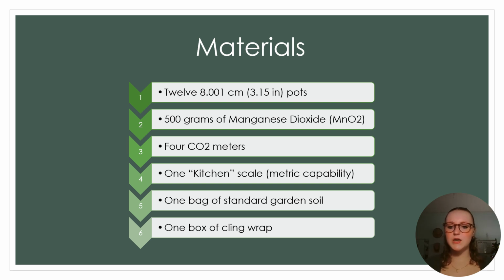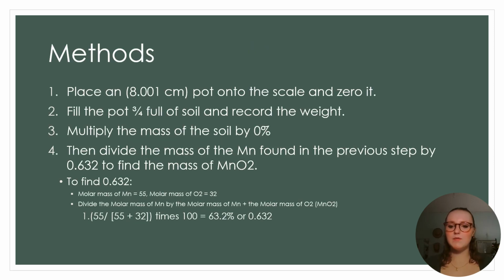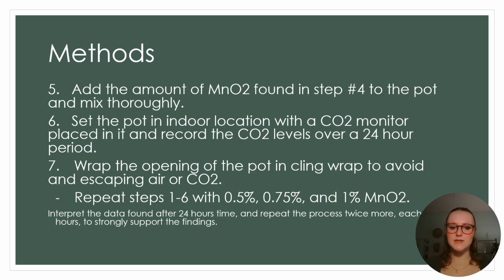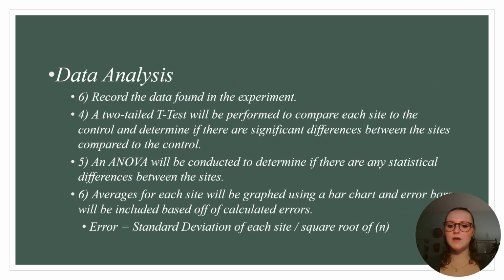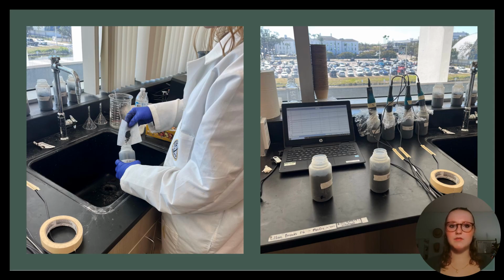These are my materials. I tried to use very limited materials as I wanted to keep this project simpler so I could focus on the data. For my methods, I used the weight of pots and soil to decide how much manganese to put in through a percentage, and that calculation is on these slides. For my data, I used an ANOVA test to compare the averages between the highest level of carbon produced versus the control group.